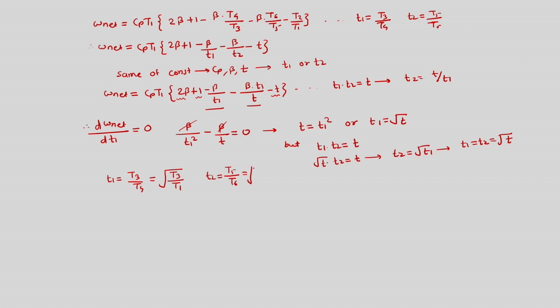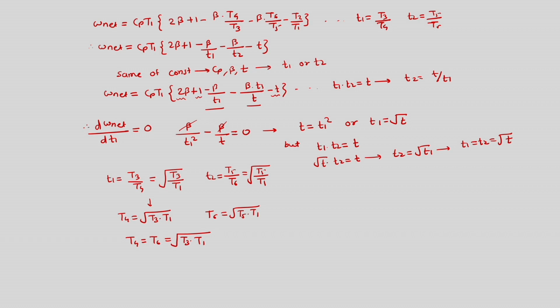And also T2 is equal to T5 by T6, which is again equal to square root of T. So this we can solve, and we can see that T4 is equal to square root of T3 into T1, and here we can get that T6 is equal to square root of T5 into T1. So we ultimately would get T4 is equal to T6 is equal to square root of T3 into T1.